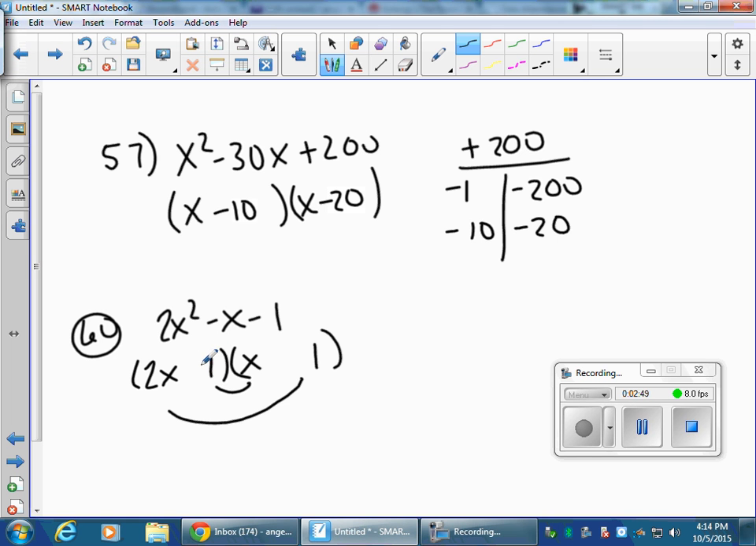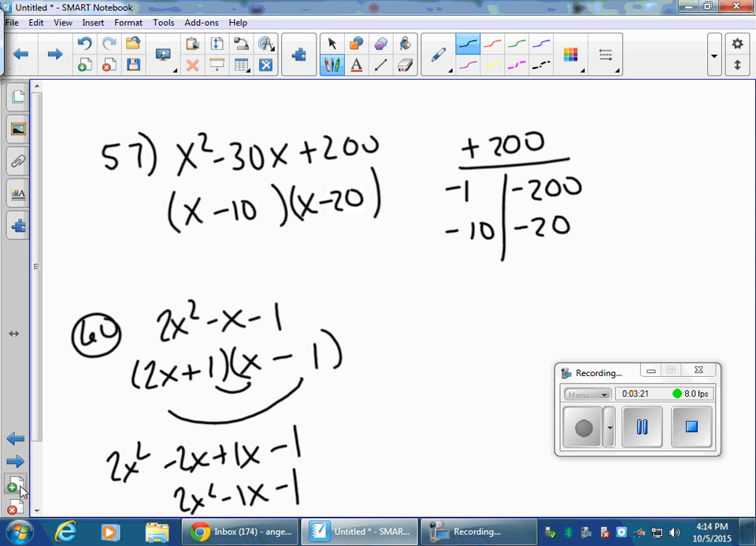So if you think about it, do you want this? This would be 1x and this would be 2x. If I want them to add together to get a negative 1, this is going to have to be the negative so that it's a minus 2x. And this is going to have to be a positive so that it's plus 1x. So let's check it out. 2x times x is 2x squared. My outers would be minus 2x. My inners would be plus 1x. So these add up to a negative x. And then 1 times negative 1 is minus 1. So that works out to what I started with.